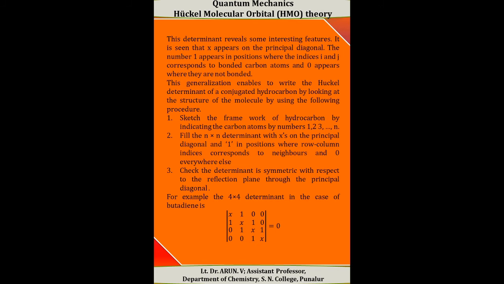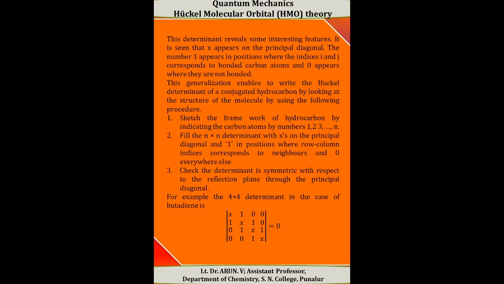This determinant reveals some interesting features. That is, it is seen that the x appears on the principal diagonal. The number 1 appears in positions where the indices i and j correspond to bonded carbon atoms, and 0 appears where they are not bonded. This generalization enables us to write the Huckel determinant of a conjugated hydrocarbon by looking at the structure of the molecule, using the following procedure.